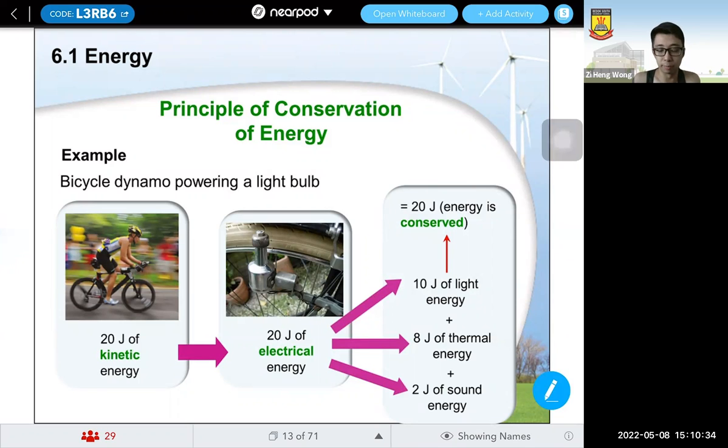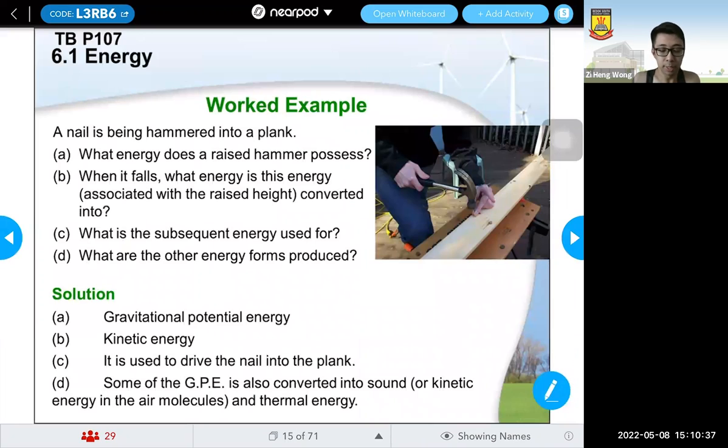So after that, the class did a question to check their understanding. Basically over here, a nail is hammered into a plank. What energy does a raised hammer possess? Because it is raised, it's higher, it possesses gravitational potential energy. Then when it falls, what energy is this? It becomes kinetic energy because as it falls, it is moving. And then after that, it is used to drive the nail into the plank. That's what the subsequent energy is being used for. And what are the other energy forms produced? When we hit, there will be some kind of sound, there will be some friction or heat. So there will be sound energy or thermal energy and so on.